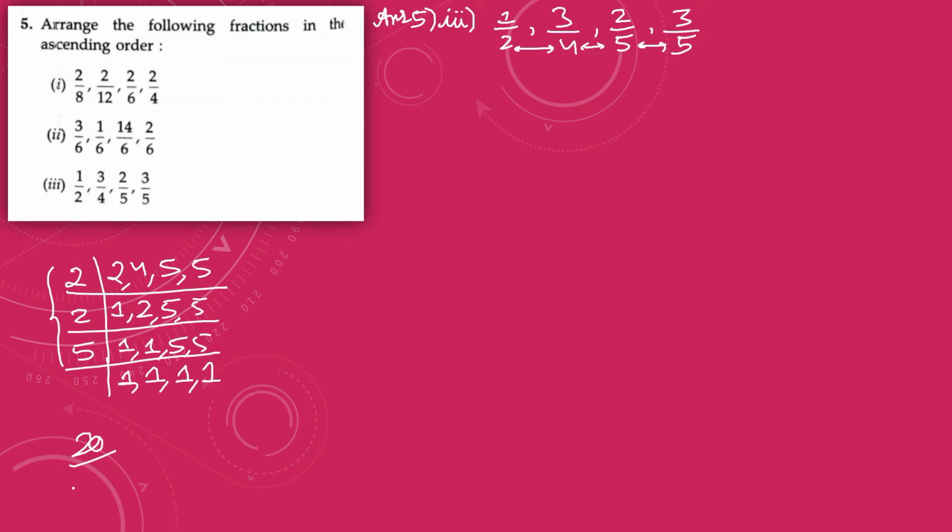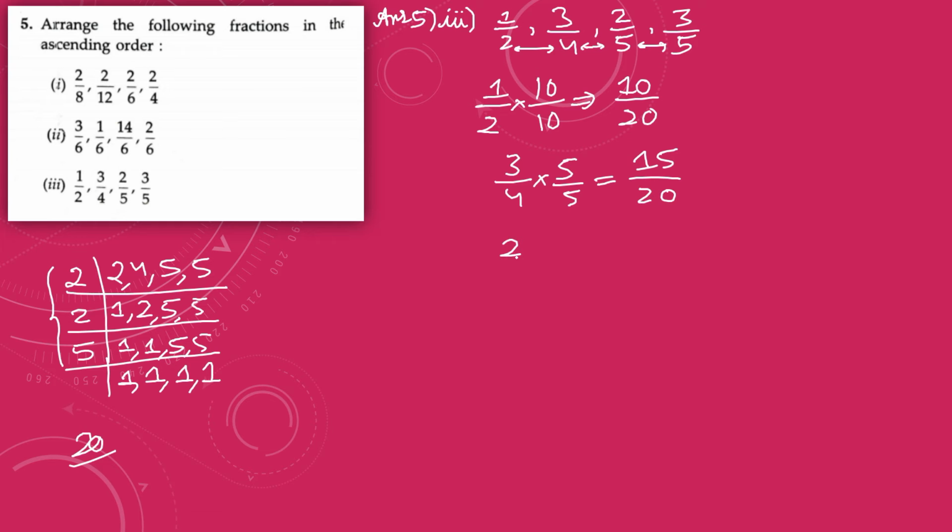Okay, my friends. So now let's move on. We can write 1 upon 2. If I multiply both numerator and denominator by 10, I get 10 upon 20. If I multiply 3/4 by 5 upon 5, I get 15 upon 20. If I multiply 2/5 by the equivalent fraction 4 upon 4, I get 8 upon 20. And if I multiply 3 upon 5 by 4 upon 4, I get 12 upon 20. So as you can see, I have now made all the fractions with denominator 20.